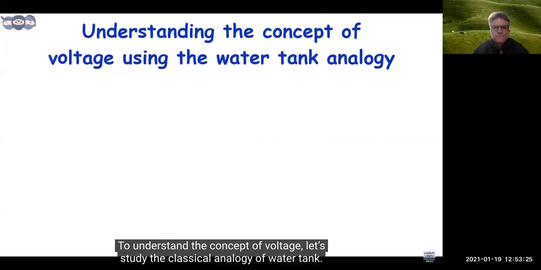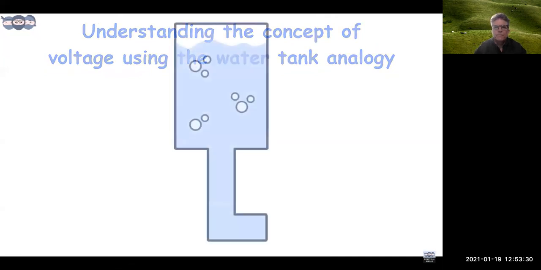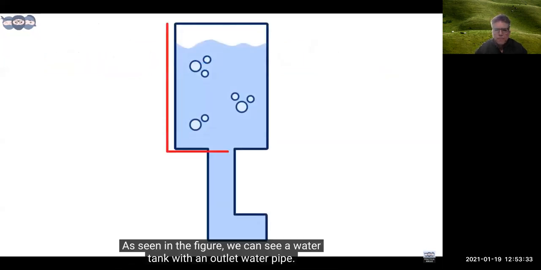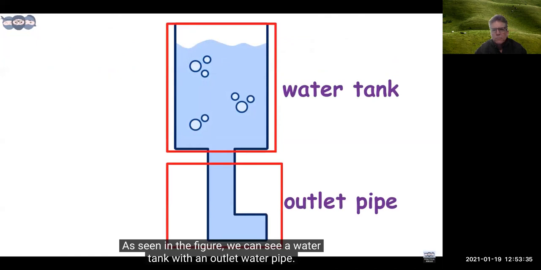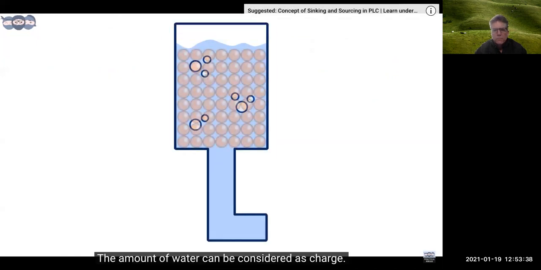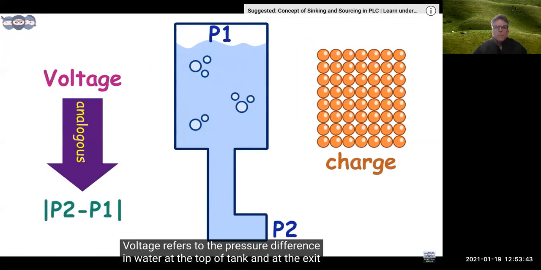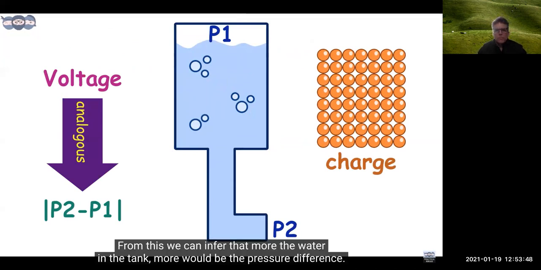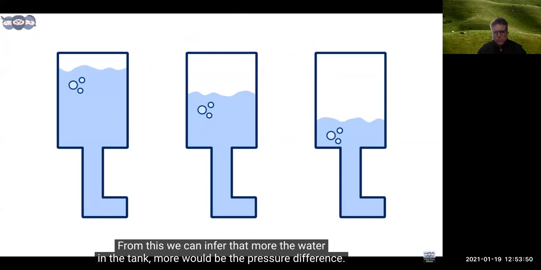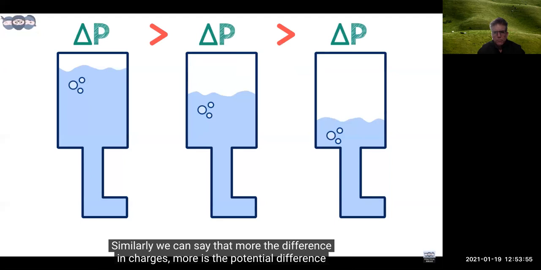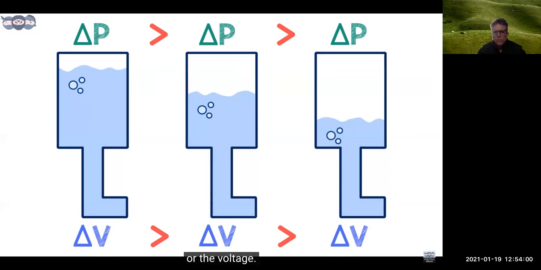To understand the concept of voltage, let's study the classical analogy of a water tank. As seen in the figure, we can see a water tank with an outlet water pipe. The amount of water can be considered as charge. Voltage refers to the pressure difference in water at the top of the tank and at the exit of the pipe. From this, we can infer that more the water in the tank, more would be the pressure difference. Similarly, we can say that more the difference in charges, more is the potential difference or the voltage.